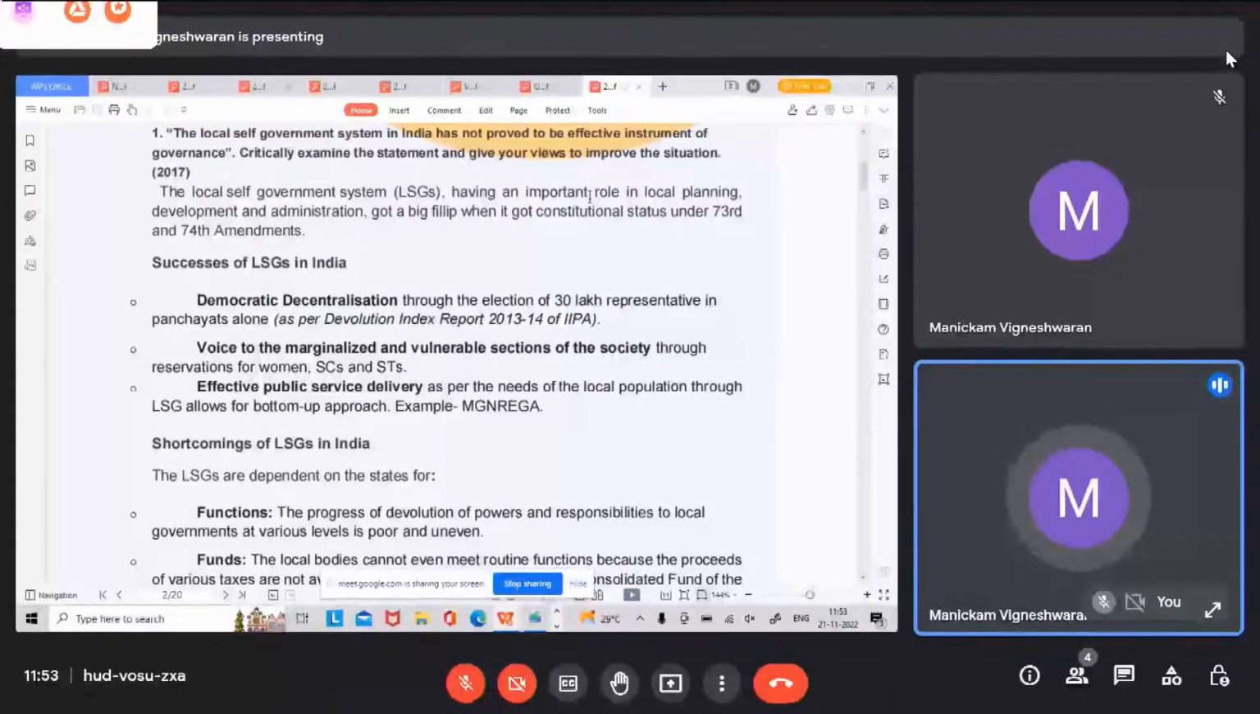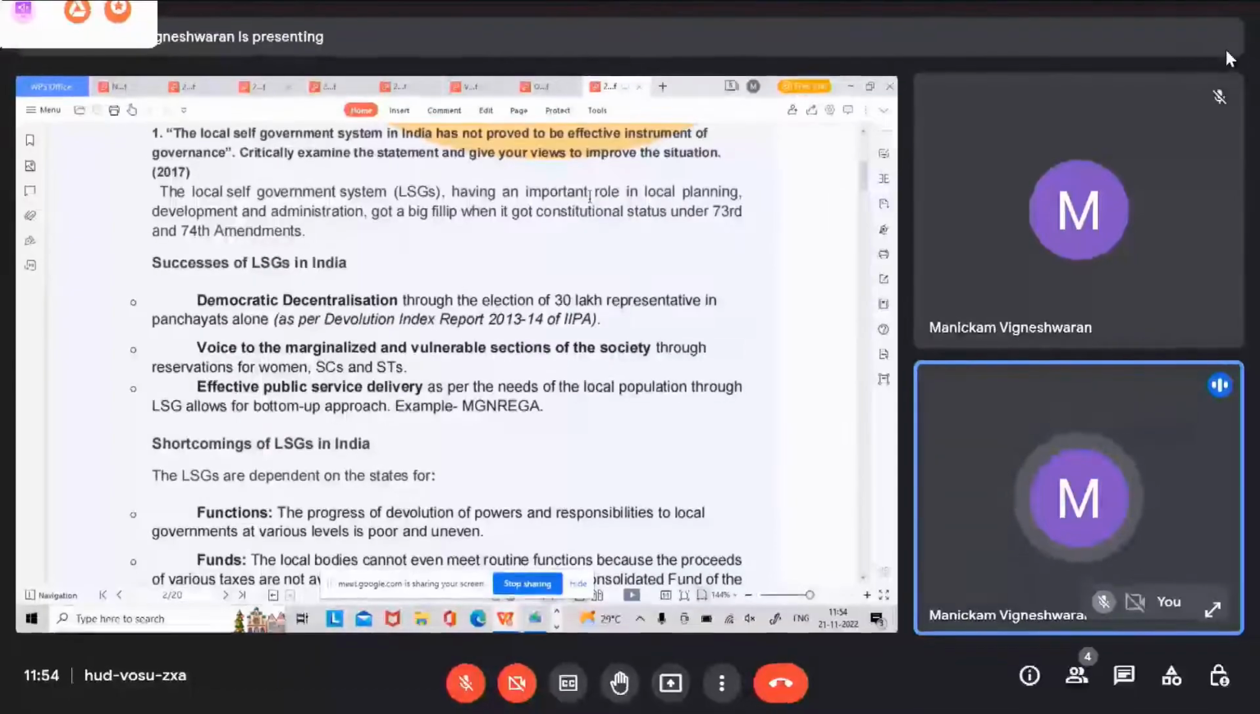First one is democratic decentralization, through the election of 30 lakh representatives in the Panchayats alone, as per the Devolution Index report 2013-2014. Voice to the marginalized and vulnerable sections of society through reservation for women, SCs and STs. Effective public service delivery as per the needs of the local population, since local self-government allows a bottom-up approach. Example, MGNREGA, the Mahatma Gandhi National Rural Employment Guarantee Act program, 100 days of work for the poor people in rural areas. It gives empowerment to local people, especially the poor, marginalized sections, women and old age people.